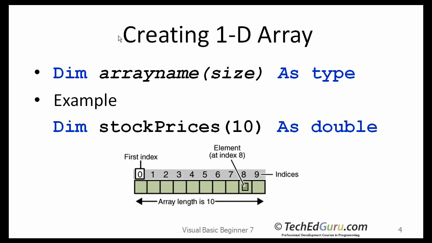Creating a one-dimensional array. So here, type is the base type, the type of data that the array will hold. The size is the size of the array, the number of elements the array will hold. So in this example, I am creating an array called stock prices, and the array will have 10 elements. Once the array is created, its length is fixed.